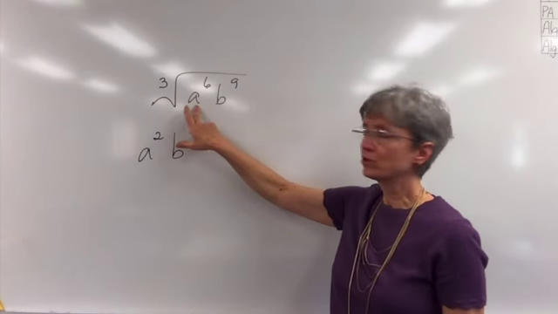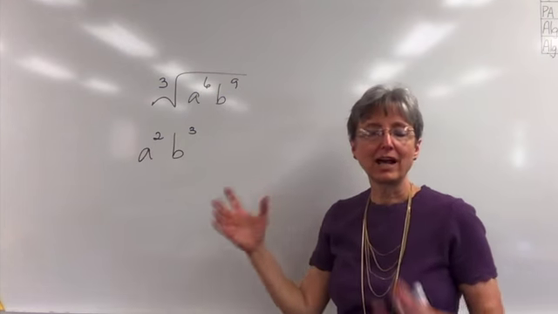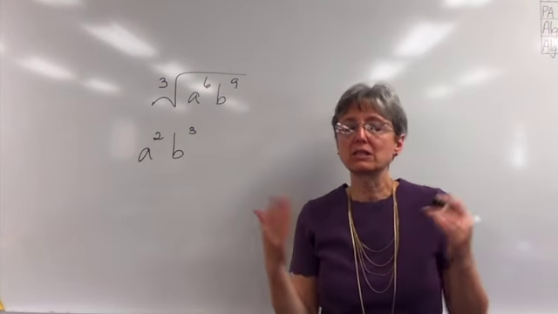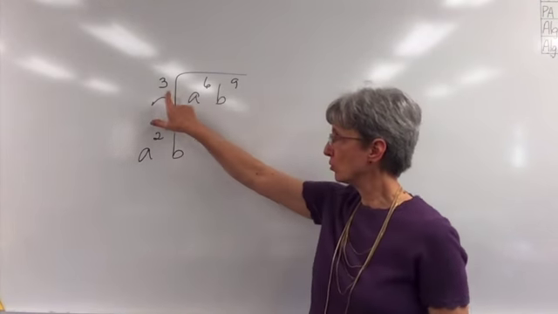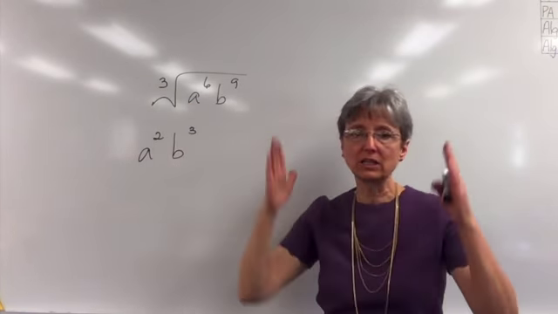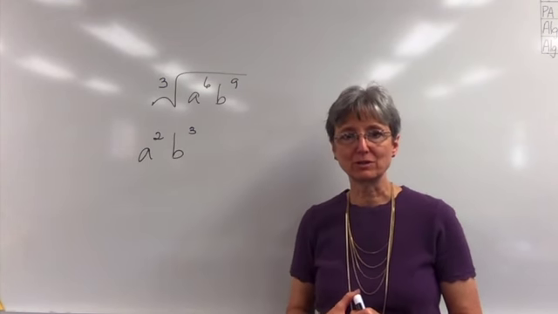So if these roots are negative, it doesn't matter when you have an odd index. I don't care if they're negative or positive because there's only one real root and those negatives play out just like they want. So when this index is odd, I don't even need to think about an absolute value symbol on any of these variables.